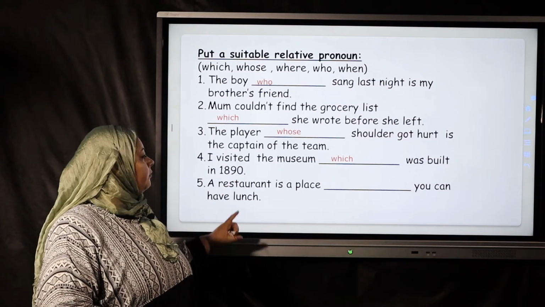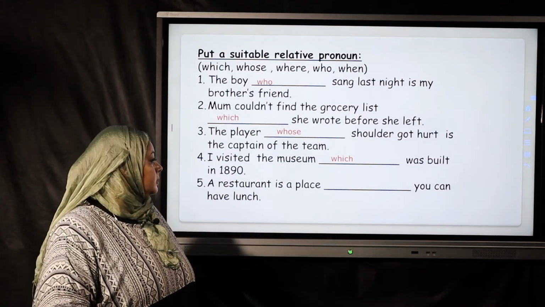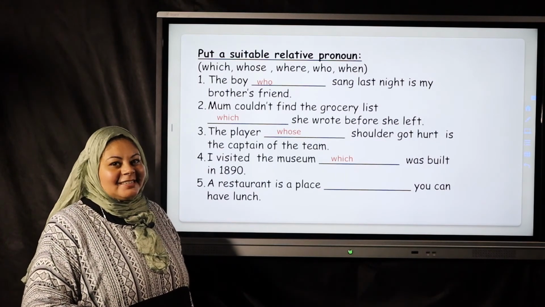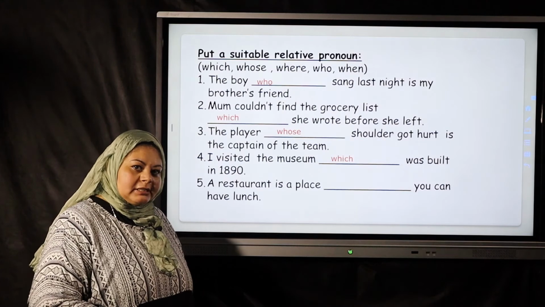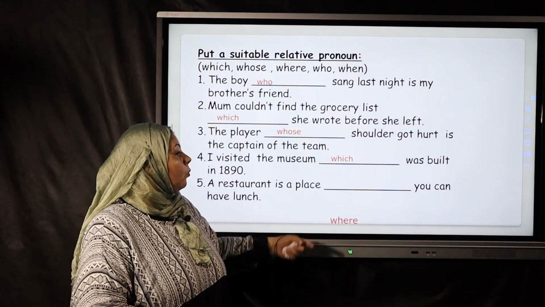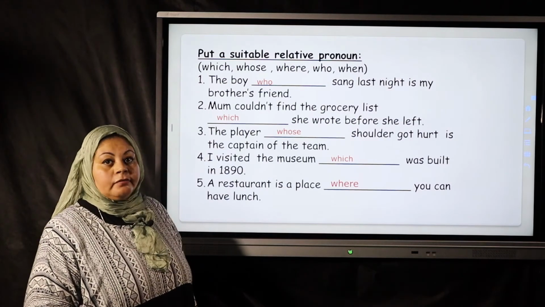A restaurant is a place you can have lunch. Here I'm talking about a place. A restaurant is a place where you can have lunch.